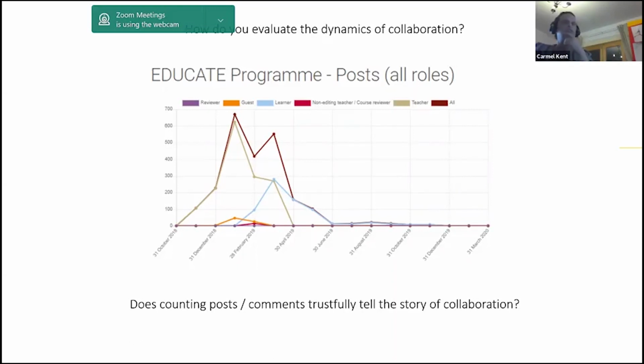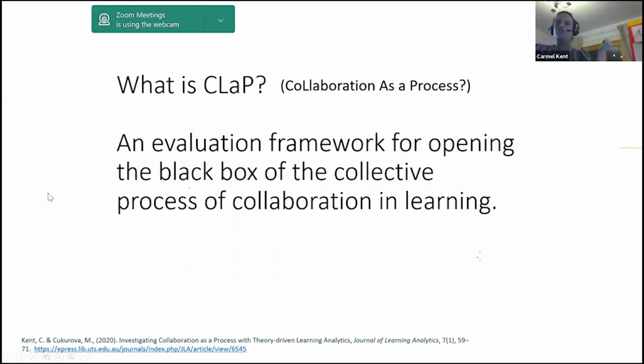But the question that we want to pose today is, does counting posts or comments trustfully tell the story of collaboration? Or can we, as social creatures, be so easily reduced to just the number of posts we put up on a discussion? So this was exactly the question we were concerned with when we started working on the CLAP framework. CLAP goes for collaboration as a process. So what is CLAP?